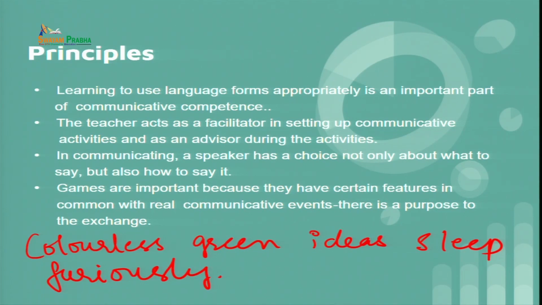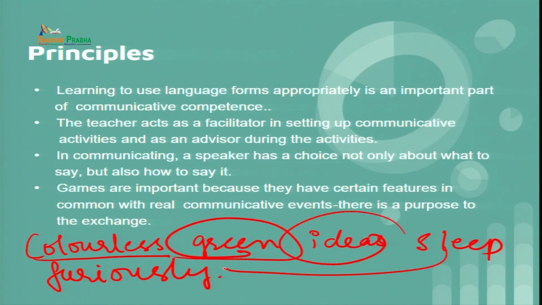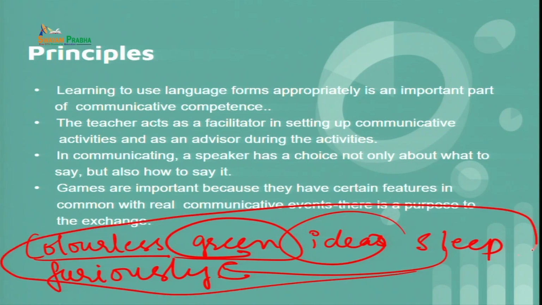There is no problem in it as such at the outer level. But when you go deeper and look at its meaning, or when you measure its semantic value, you will find that there is colorlessness, but there is green also, ideas, and sleep furiously. So somehow this sentence is not qualifying the semantic value. And when we say that it is semantically not coming up in our mind, or it is not taking place in our understanding, we would say that the sentence is linguistically correct, but it is semantically wrong, and therefore it is not qualifying the criteria of being a communicatively competent sentence.